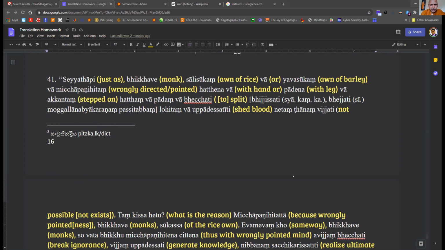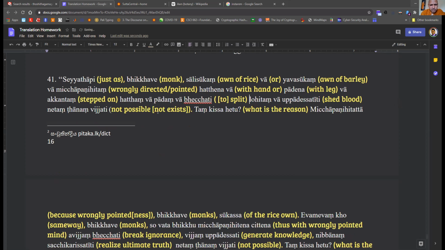You can remove everything that is in the square pattern. I don't know what that is doing there, but I left it. It's how it comes. Hattham va padam va bhijjati, lohitam va uppadessati iti. Netam thanam vijjati. So that doesn't exist. So hattham va padam va bhijjati, so either breaking either the hand or feet, or again bringing blood.